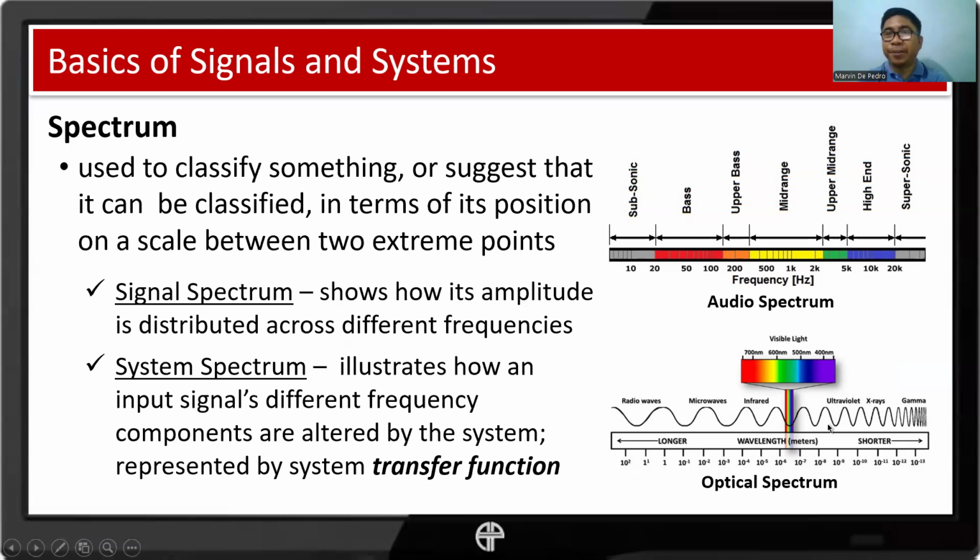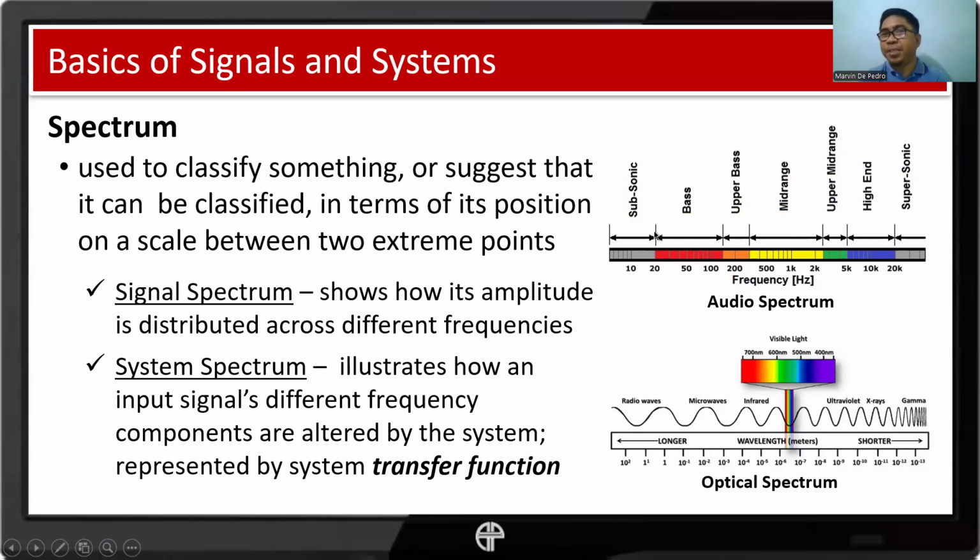So for example, we have the audio spectrum. The audio spectrum is defined as 20 hertz to 20,000 hertz. So that's right here, 20 hertz up to 20,000 hertz. Meaning that's the range of sounds that can be perceived by the human ear. Those are the two extreme points, the 20 and 20,000. So this is called the audio spectrum. It is composed of components like bass, upper bass, mid-range, upper mid-range, and high end.